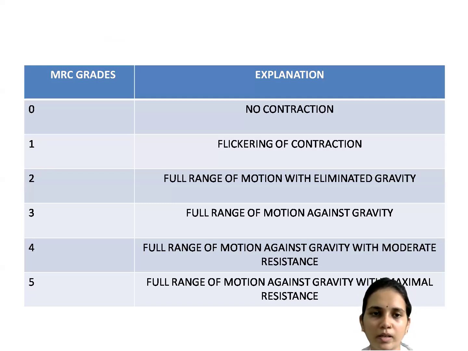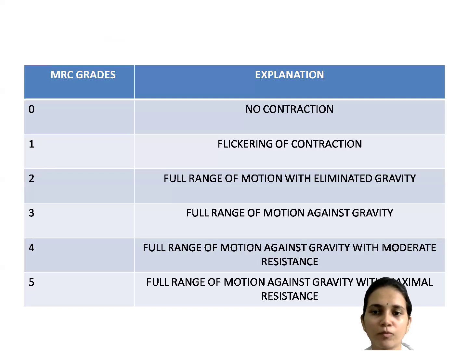So what is grade 0? Grade 0 is no contraction. Means if we are instructing the patient to perform elbow flexion and the patient is unable to perform, that is grade 0, no contraction. Grade 1, flickering of contraction. In grade 1, you won't see the patient performing entire elbow flexion, but you will see the patient is at least attempting to flex the elbow. You can see the contraction, that is flickering of contraction, which is grade 1.